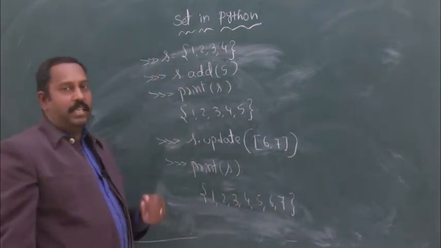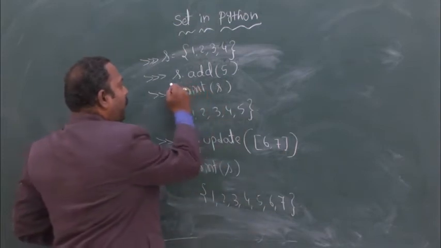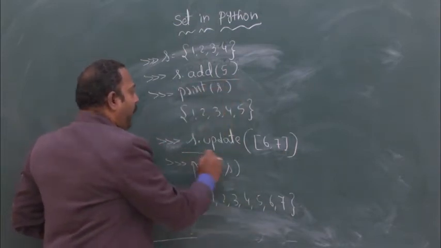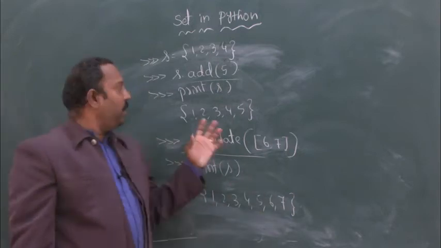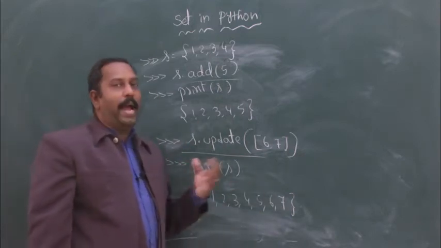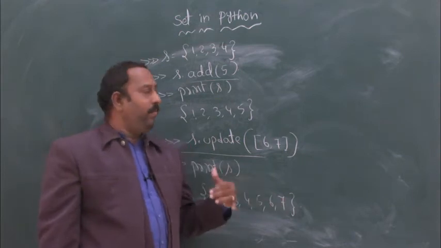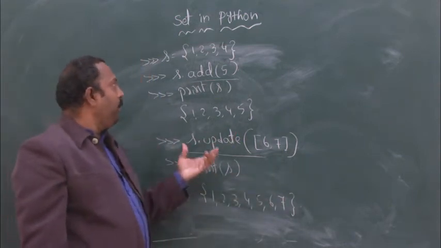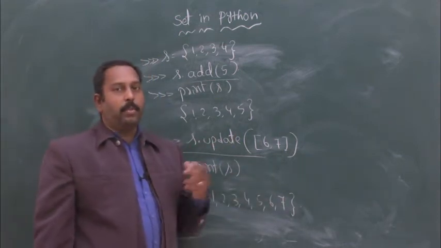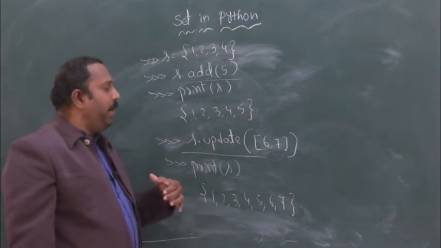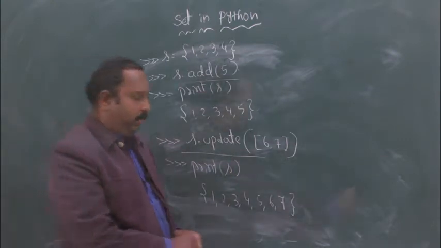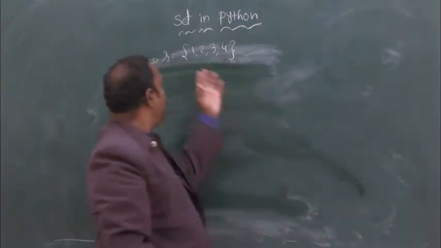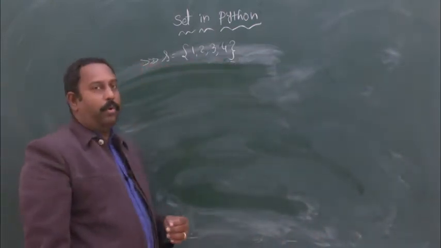Suppose you want to add a single element, then you have to use the add method, S dot add. Suppose you want to add multiple items, then you have to use the S dot update method. So these are the two methods available in Python to add elements or modify the existing set. And next one is, suppose I want to remove items from the set data structure. Suppose consider S equal to 1, 2, 3, 4.